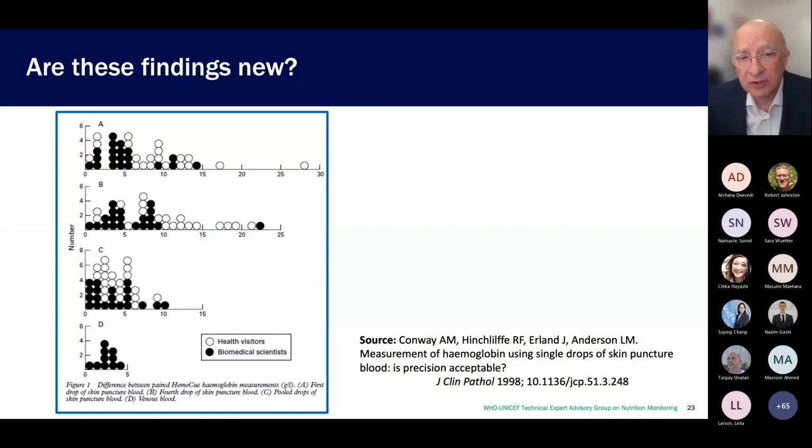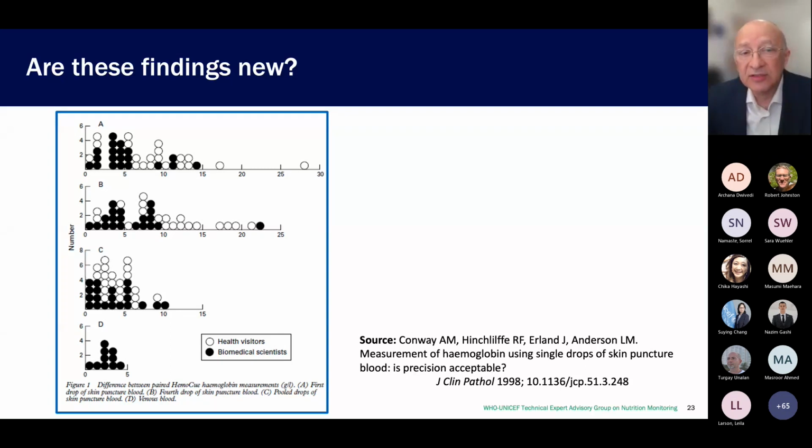Are these findings new? Not at all. This figure comes from a paper that was published 25 years ago, and it shows exactly the findings that the Institute of Public Health of Mexico found. Every single circle here is the variation of a duplicate. Panels A and B are drops of capillary blood. These are results obtained by persons who have very good skills in the lab, by medical personnel. Panel C is the pool of capillary blood, and panel D is venous blood.